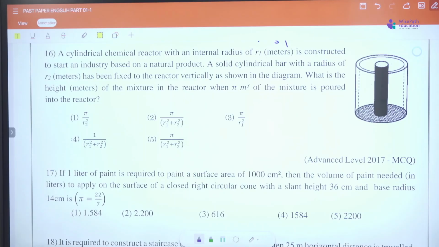Any answers? The 5 cubic meters volume is 5, an amount of volume.